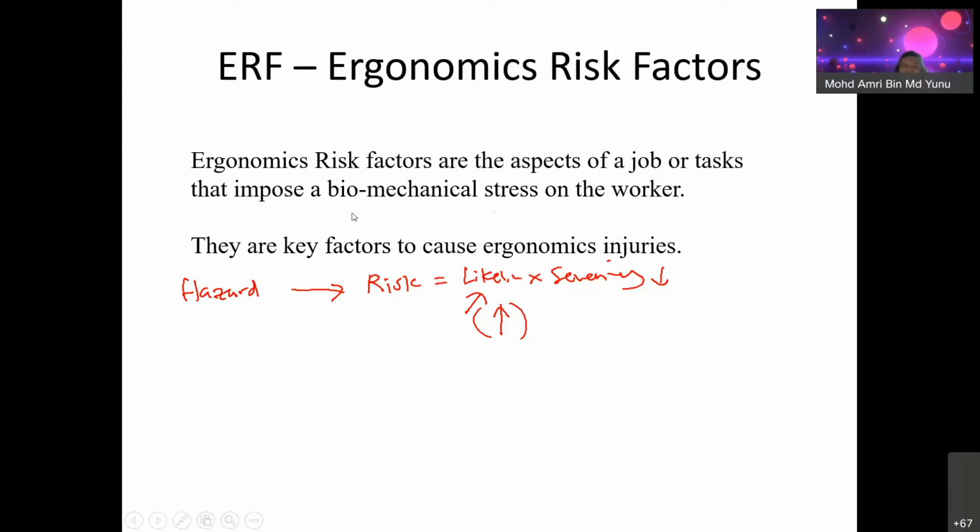So there are key factors that cause ergonomic injuries. We will look into that. We can use the same concept: identify the hazard by looking at the process. Do an assessment of the working place. Assess yourself. Assess other people. Don't tell them you want to assess; you just observe. So how? Okay.